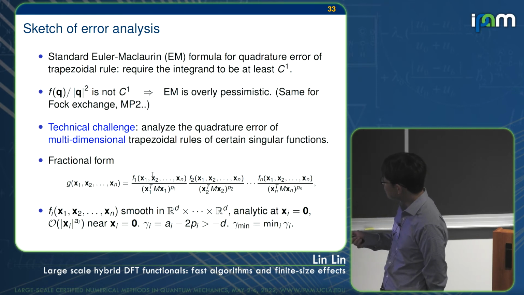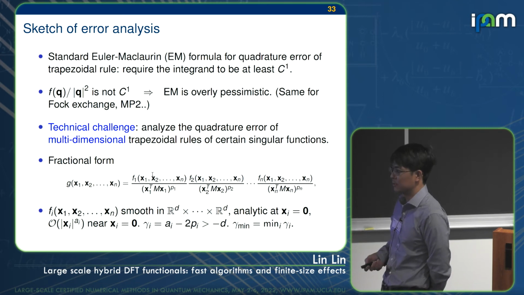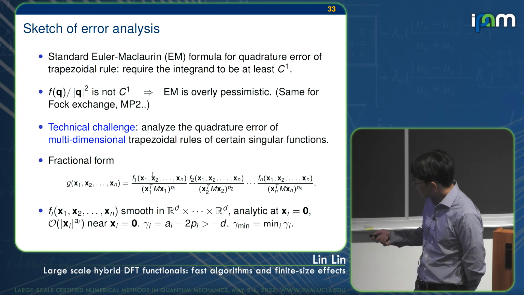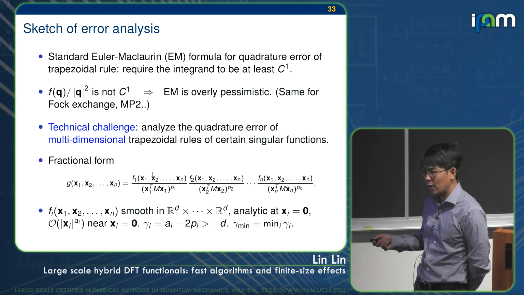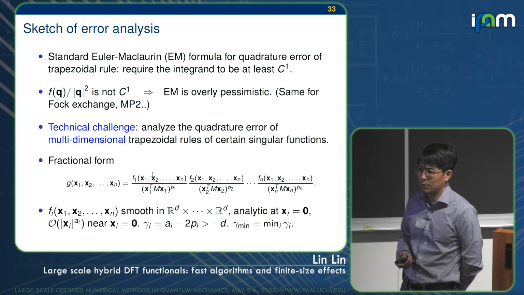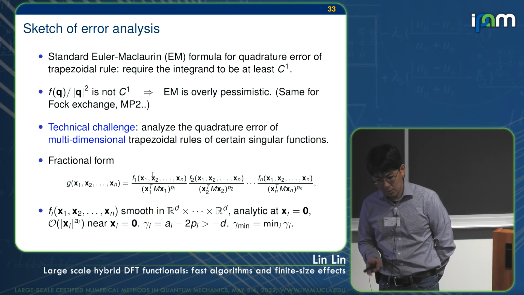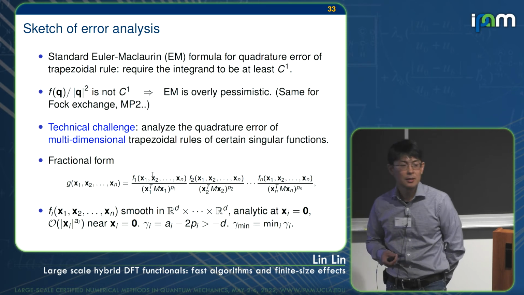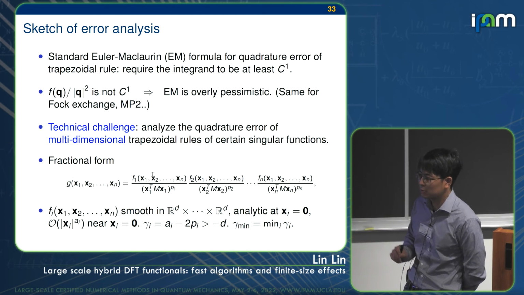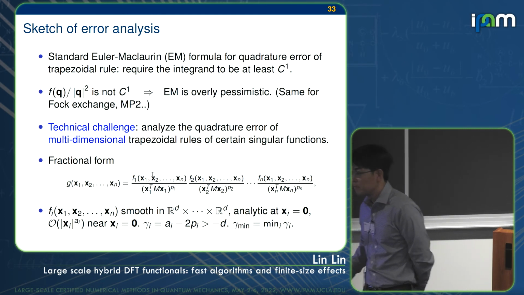from such analysis? So as I said, the technical challenge is really to analyze the quadrature error of a multidimensional trapezoidal rule with a certain type of singularities. For one dimension, there is a lot of literature, but for multidimensional analysis, there is not that much work. The particular singularity we consider is the so-called fractional form. This form turns out to be enough to analyze the error of the Fock exchange operator, Madelung-corrected Fock exchange, MP2, RPA, up to any finite order, but not beyond. For example, MP3 doesn't fall into this structure, and we couldn't analyze it yet.